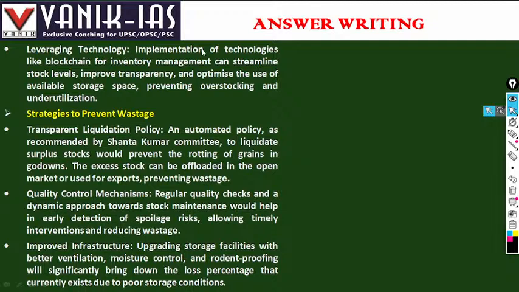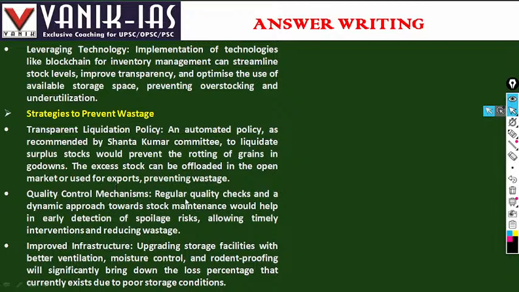Leveraging technology: implementation of technology like blockchain for inventory management can streamline stock levels, improve transparency, and optimize the use of available storage space, preventing overstocking and underutilization. Strategy to prevent wastage: a transparent liquidation policy, an automated policy as recommended by the Shanta Kumar committee, to liquidate surplus stock would prevent the rotting of the grains in the godown. The excess stock can be offloaded in the open market or used for export, preventing wastage.